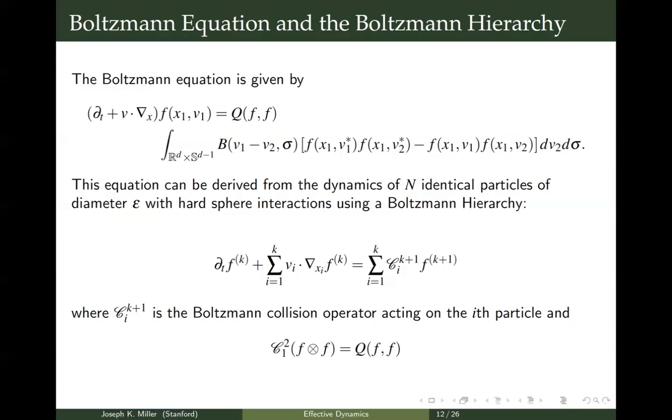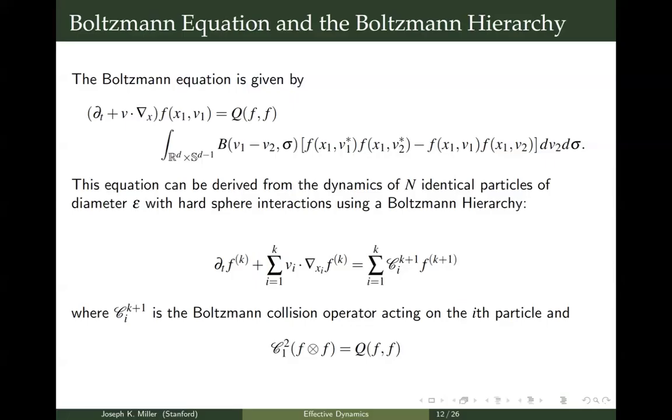where on the left, I just have transport of my particles. And on the right, I have this Q of f, f, which is a bilinear collision operator, where B of v1 minus v2, sigma is some weight corresponding to how I weight the difference in velocities. And the stars on the v1 and v2 mean post-collisional. So I look at pre-collisional velocities and then post-collisional velocities. And then I look at the transition probability that this occurs and then average over all of those.